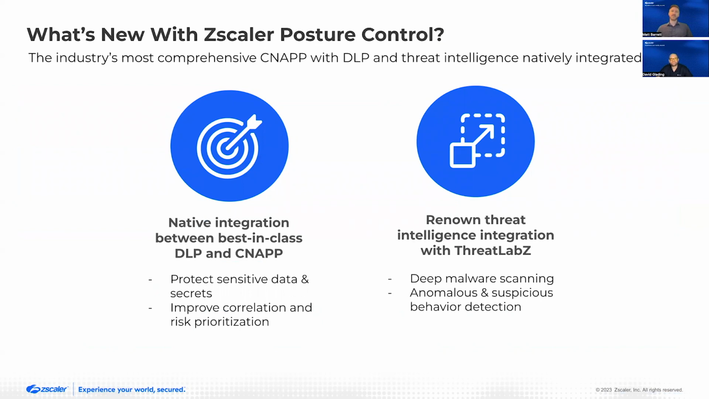In addition to protecting your assets and workloads, another very real challenge is securing your data in the cloud. Posture Control now leverages Zscaler's best-in-class DLP technology to protect sensitive data and secrets and significantly improve correlation and risk prioritization with greater understanding of impact for public cloud risks. This is combined with the threat intelligence integration from Threat Labs, Zscaler's world-renowned in-house research team, to provide deep malware scanning and detect anomalous and suspicious behaviors using comprehensive network analytics.